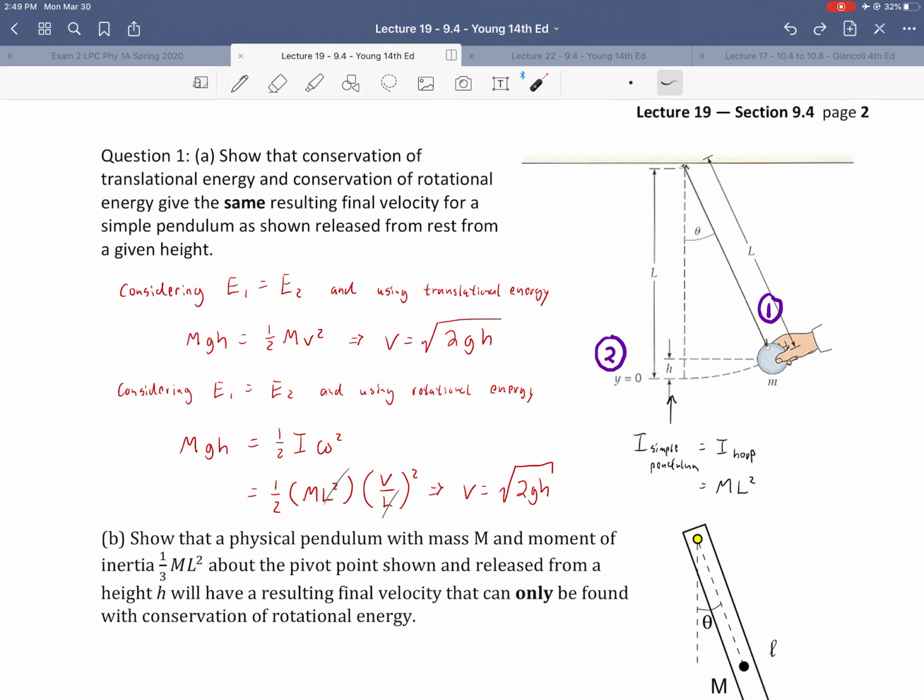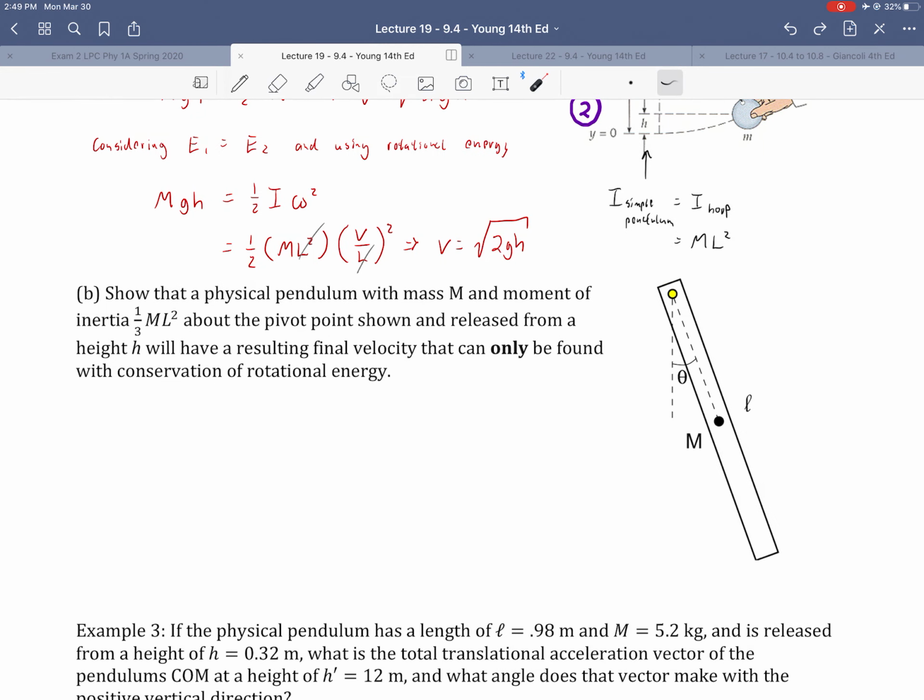And look at the result, square root of 2gh. Well, that's good, because that tells us that everything we were doing before, where we were not mentioning rotation, treating our simple pendulums as particles and then using translational kinetic energy to get answers, was right. That's good, so we were allowed to do that. We didn't exactly know why we were allowed to do that, but now we see, or we're starting to see. But, here's the big but.